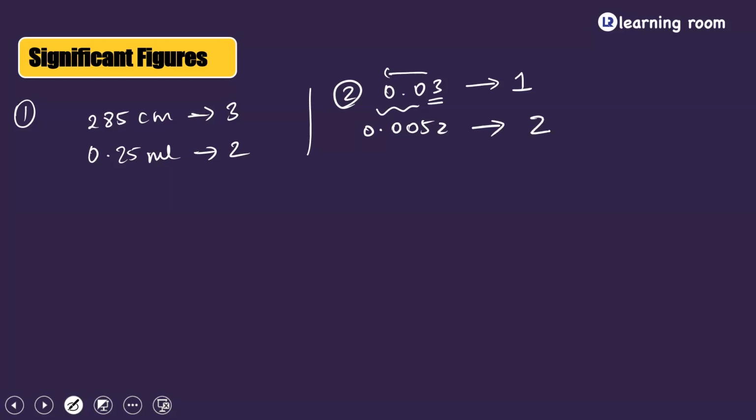What was the first rule? All non-zero digits are significant. You have to apply that here. So there are 2 non-zero digits. These are significant, but all the preceding zeros are non-significant. Okay, go to the third rule.